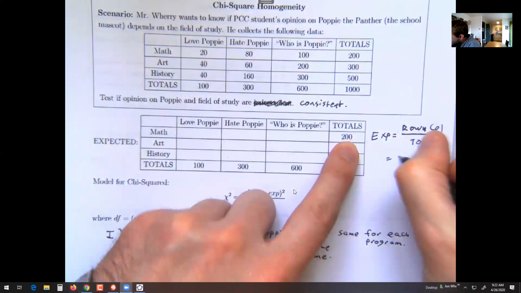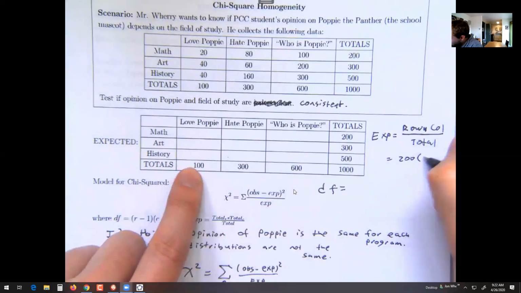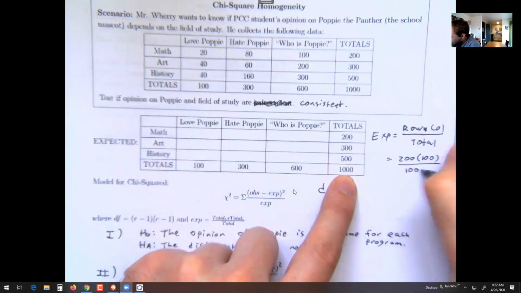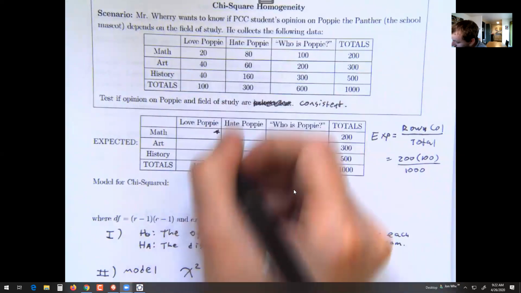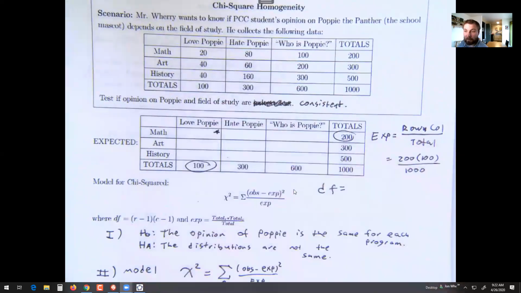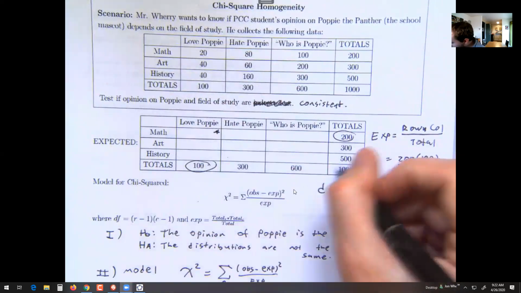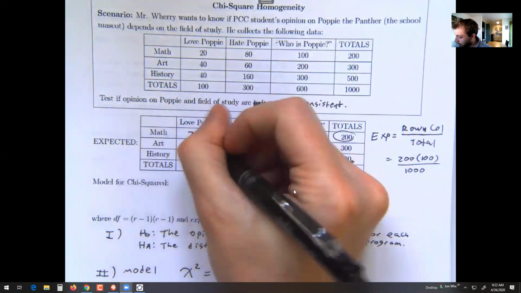My row total, 200. My column total, 100. My overall total, 1,000. So here's sort of my visual trick for doing this. I go down and out, and I multiply those numbers, and then I divide it by the overall total that I have on the outside. So typing this into my calculator, I do get 20. That's looking pretty good.